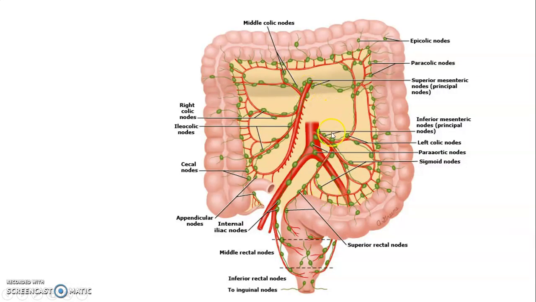This shows the lymph nodes: the ileocolic nodes, the left colic nodes, before you get to the inferior mesenteric lymph nodes around the origin of the inferior mesenteric artery.